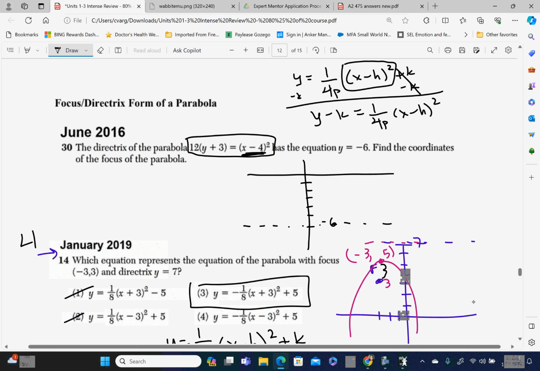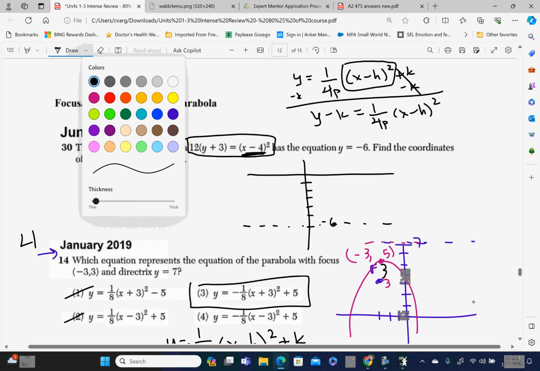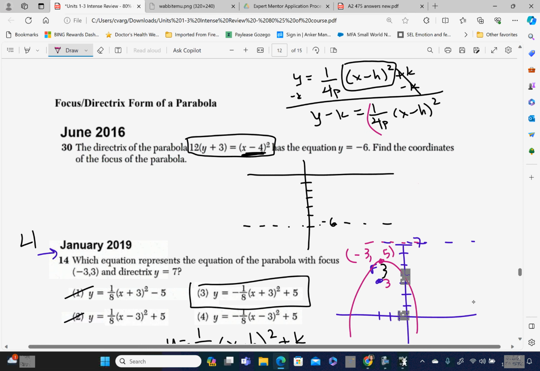So let's get rid of the 1 over 4p, multiply by the flip. So the flip of 1 over 4p is 4p. Whatever I do to the right, I do to the left, multiply. So this cancels out. So I'm left with x minus h squared equals 4p times y minus k. Okay. Why did I do that? So I can do some matching.